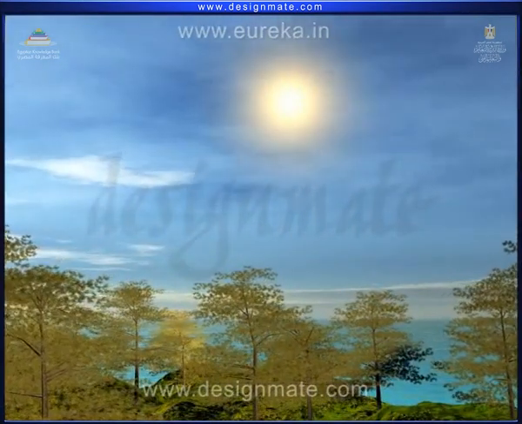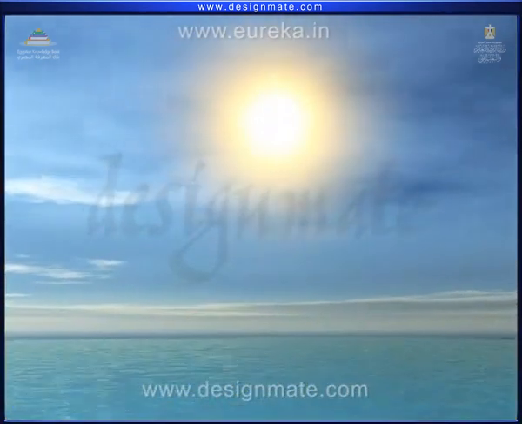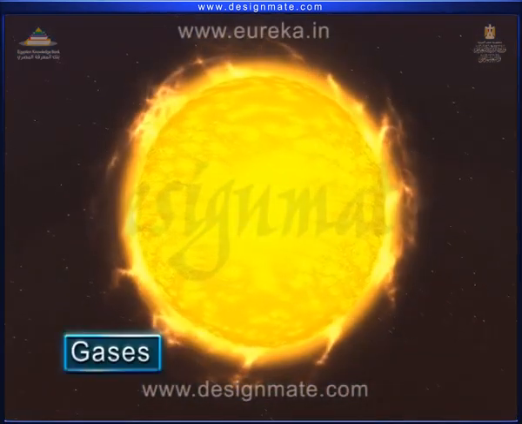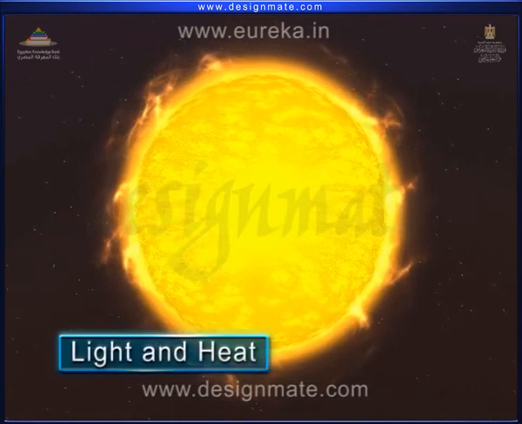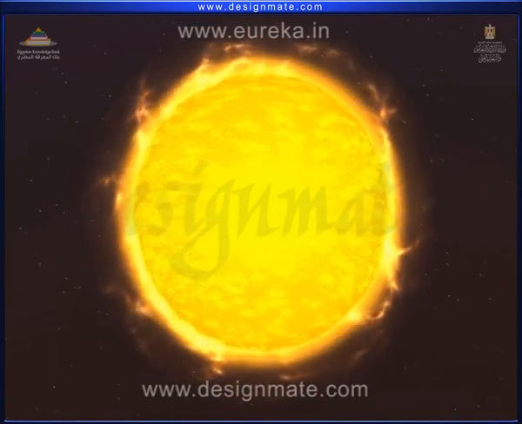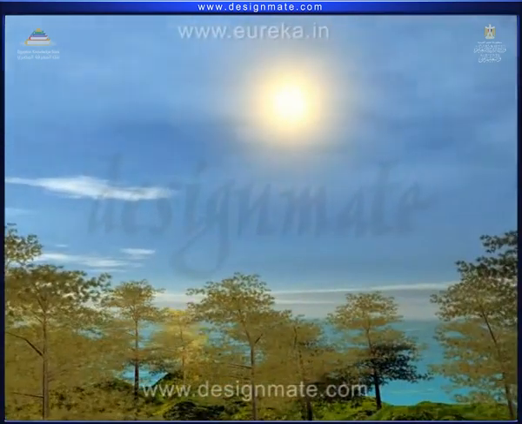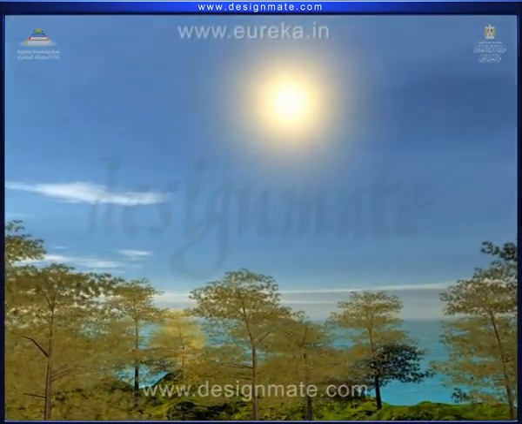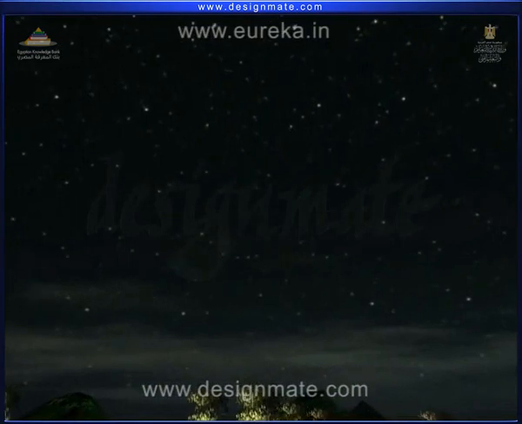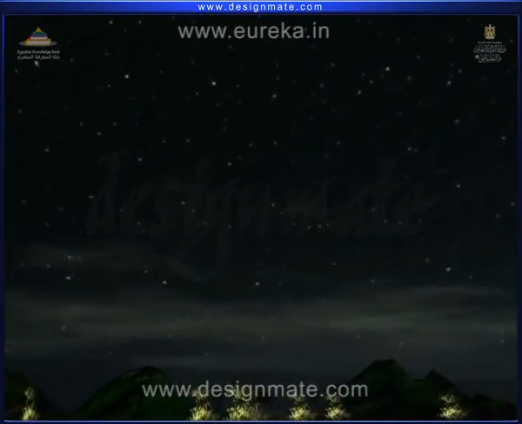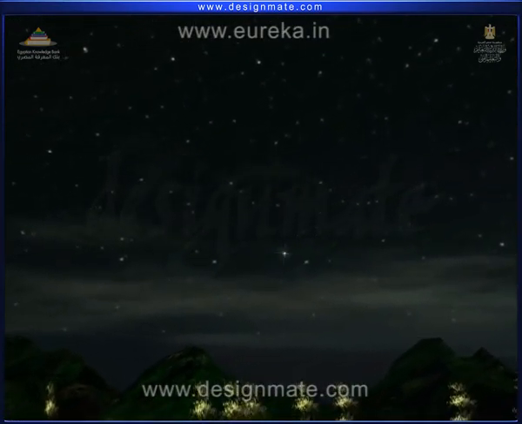During daytime, the sun shines in the sky. The sun is actually a burning ball of gases, which gives us light and heat. Sun is also a star, the closest one to Earth. That is why it appears big to us. Whereas the other stars are far, far away from the Earth, so they appear smaller to us.